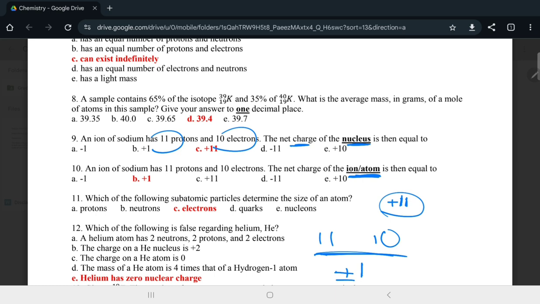Now, how do we know if we put a positive or a negative? It's based on which one is the biggest. Which one is bigger, protons or electrons? Here it's protons, since there are more protons than electrons. So the protons outnumber the electrons, and the answer is positive 1.